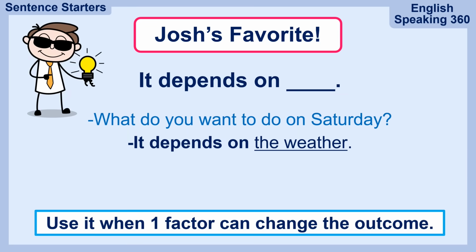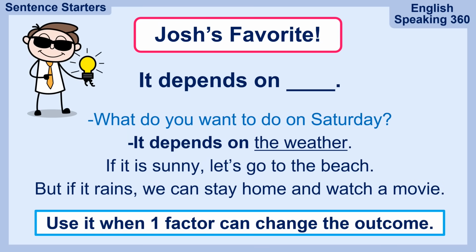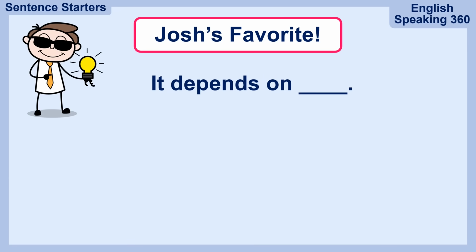And then you have to keep going with a conditional sentence. "If it is sunny, let's go to the beach. But if it rains, we can stay home and watch a movie." This will definitely help you sound a lot more natural. But I know you want more examples. Here they are. "It depends on traffic." So if someone asks you, "How long does it take you to get home?" "Oh, it depends on traffic. If traffic is light, it takes about 20 minutes. But if there's a lot of traffic, then it can take all the way up to an hour."